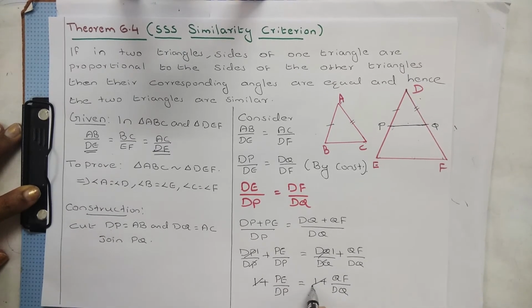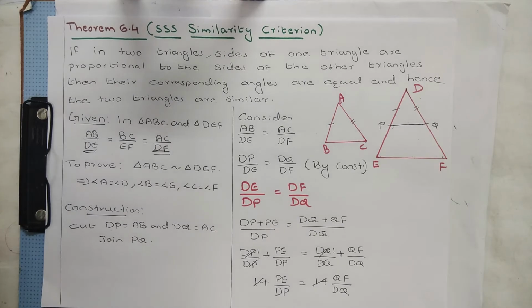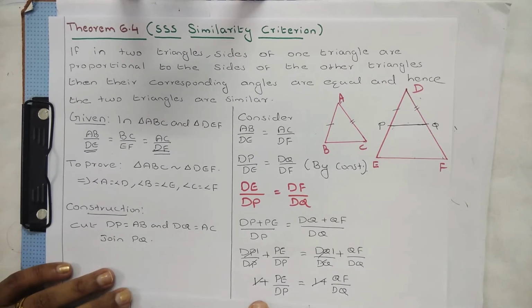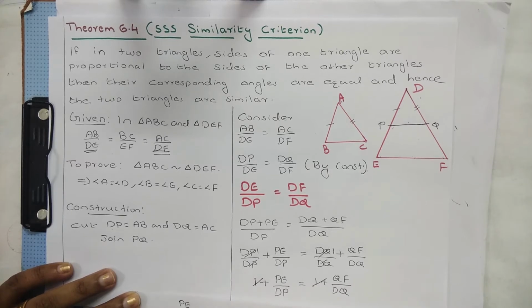Now this one will be cancelled. This sheet is over, so I am taking another one. That is the last one we will write here. That you are cancelling here, and what is the result you are getting here? PE by DP is equal to QF by DQ.